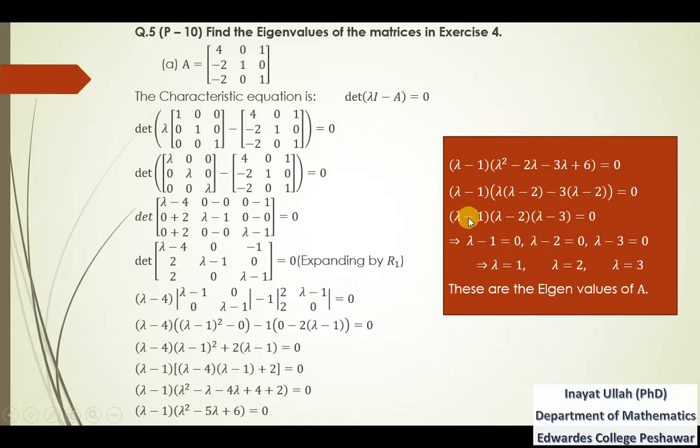Now from here, either this equal to 0 or that equal to 0 or that equal to 0. So we are having lambda equal to 1, 2 and 3. So these lambdas are the eigenvalues of this matrix A. That is a very simple topic. So this is how to find the eigenvalues of a 3 by 3 matrix.